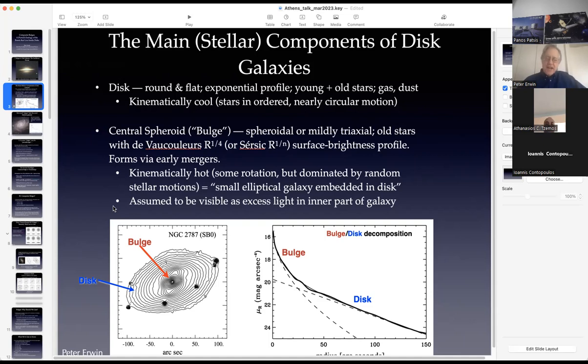And in particular, it's kinematically hot. So there's bulk rotation of the stars, but they're dominated by random motions. And in this sense, it's kind of like a small elliptical galaxy sitting inside the disk. And in the right-hand plot, you can see a surface brightness profile of this galaxy and a traditional bulge-disk decomposition. So we have the dashed diagonal line, which is an exponential fit to the outer disk, and then the curved dashed line is a Sérsic fit for the bulge.